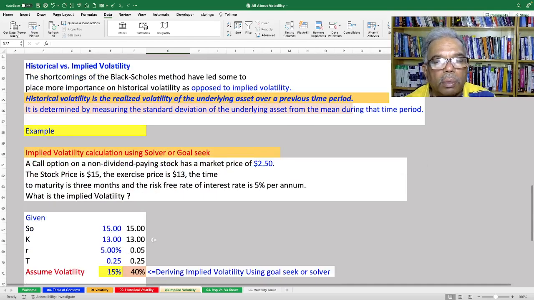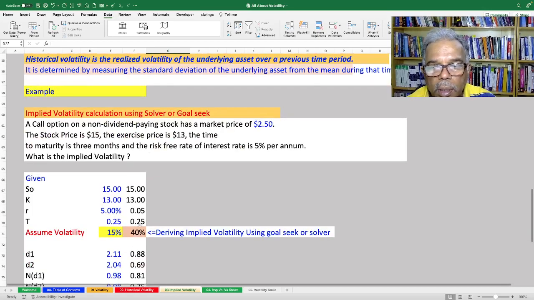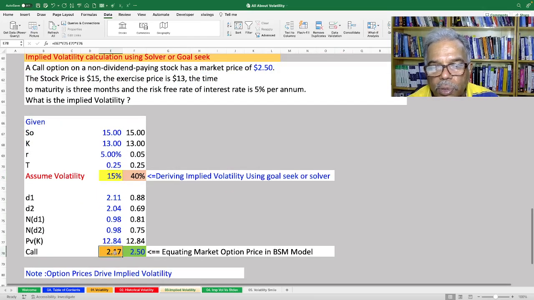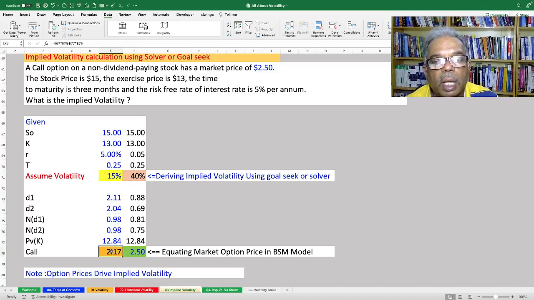How do you derive an implied volatility? Let's take a simple example. Let's say the current call option price is 15, the strike price is 13, and the risk-free rate of interest is 5%. The time to expiration is 3 months, 0.25. Let's assume some volatility of 15%. We'll derive the call option price by calculating D1, D2, N(D1), N(D2), and it comes to 2.17.